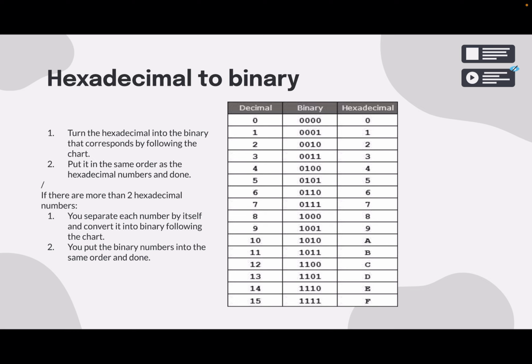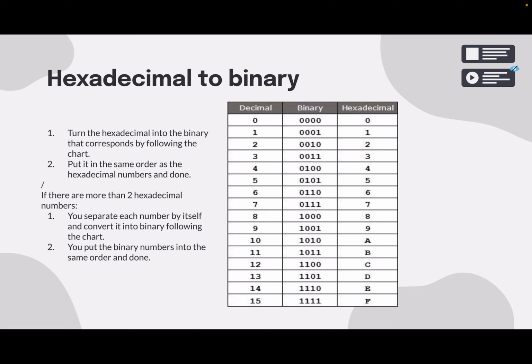However, if there are more than 2 hexadecimal numbers, you first need to separate each hexadecimal number by itself and convert it into the binary one by following the chart. Then you put the binary numbers into the same order and done.